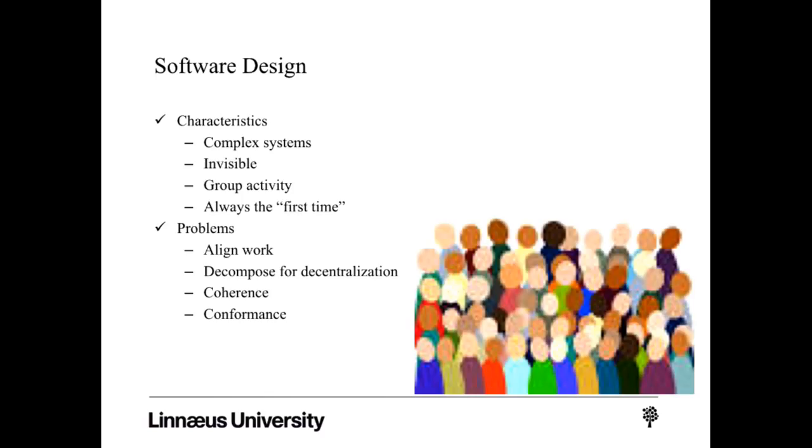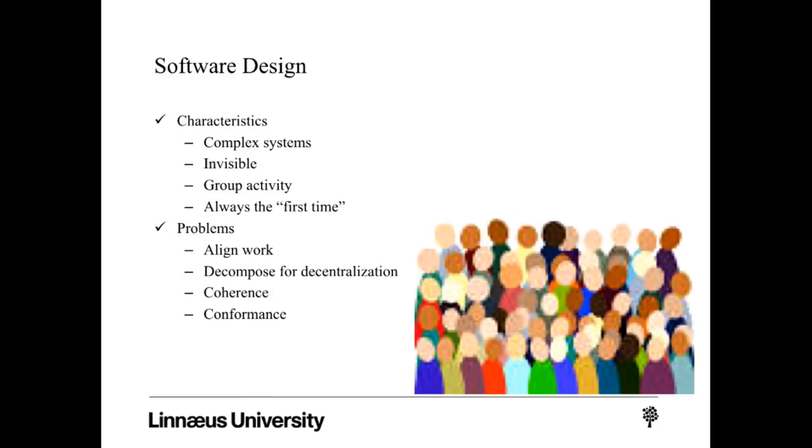So this is the background. We see complex systems. These systems are invisible. At least there is no single individual that can comprehend the entire system. It's like a shared thing, where we need the knowledge of many people to be able to develop these kinds of systems. And that means that system design becomes a group activity. And suddenly, we need to align work, because we want to decentralize, divide this big system up into subsystems where teams can work independently on the subsystems.